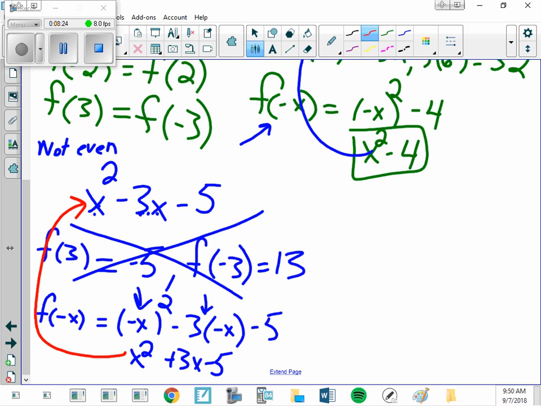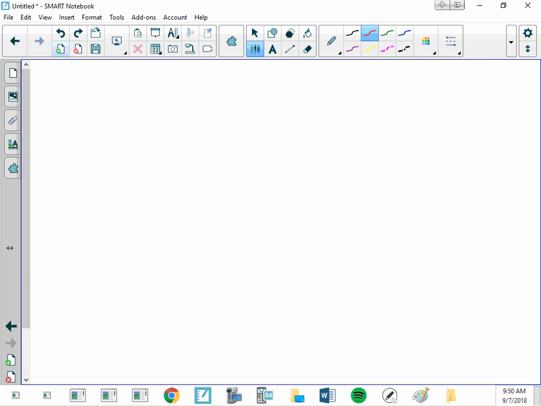So that's even. What about an odd function? An odd function fits this definition. F of negative x is equal to negative f of x. And that's a little bit harder to understand. Can anybody figure out what that means? Maybe. What do you mean? What does f of negative x mean?